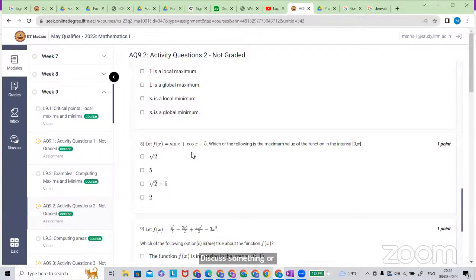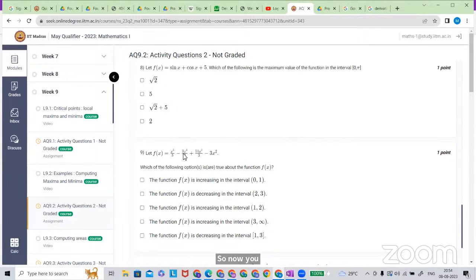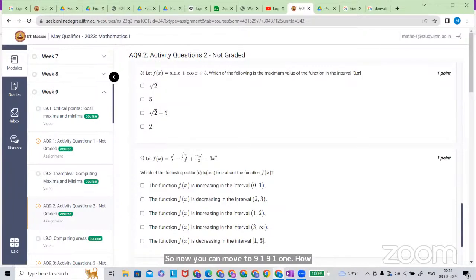Now you can move to question 9, the first one. How to find in which interval the function is increasing? We can't directly put in values and get the answer in this problem. In this problem, the function is increasing in some interval and decreasing in another.